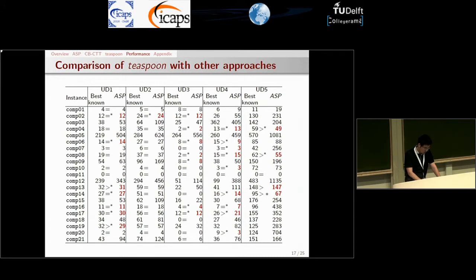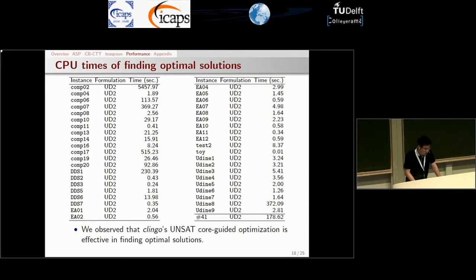And we also would like to show CPU time for each combination in formulation 2, UD2. In this table, there is an instance, formulation, and CPU time. So this time we give 3 hours for each combination. But actually, in many cases, it provides an optimal solution in very short CPU time. You can see that many combinations can be solved within 5 seconds. And for those instances, we observed that Clingo's answer-core-guided optimizations are effective in finding optimal solutions.